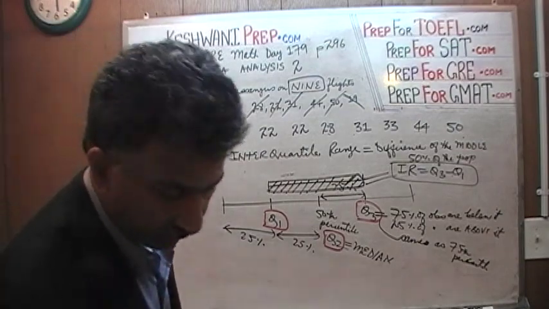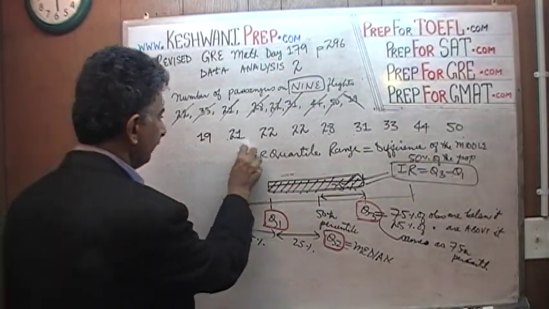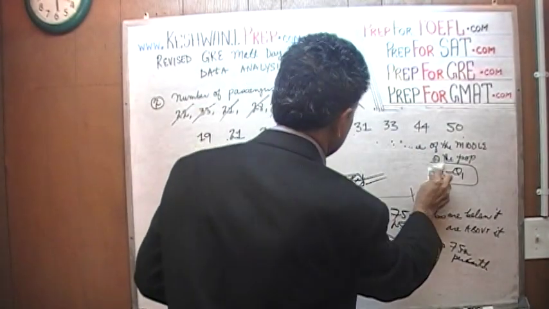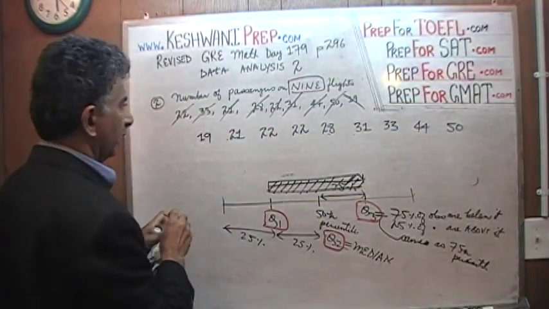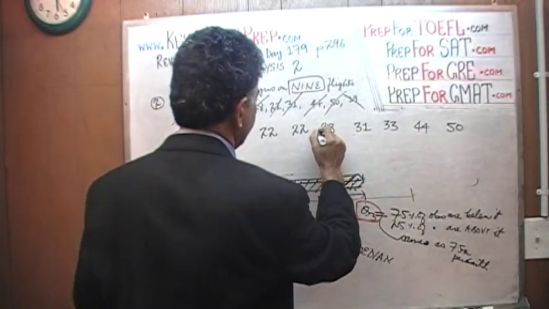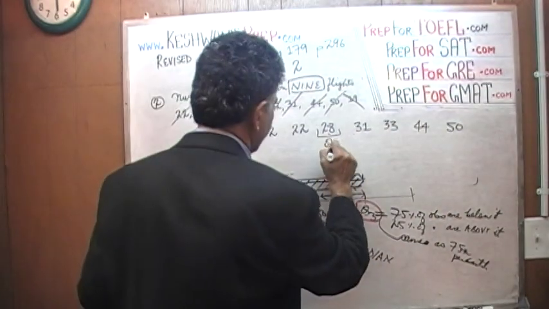We already know the middle guy. The middle guy is right here. I really need the room, so I have erased most of this stuff. We already know the middle guy. The middle guy is right here. The 4 observations are above it, 4 observations are below it. So this is your second quartile.